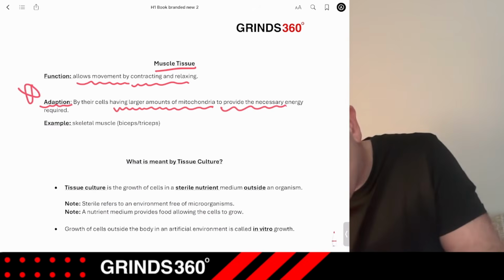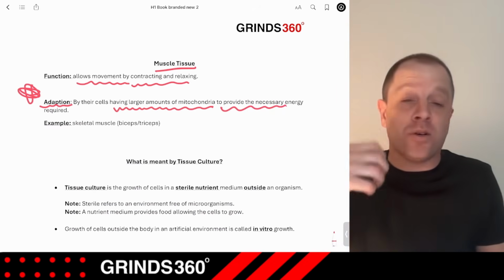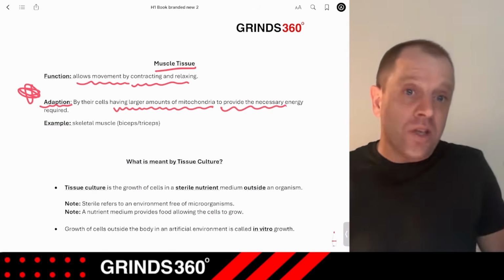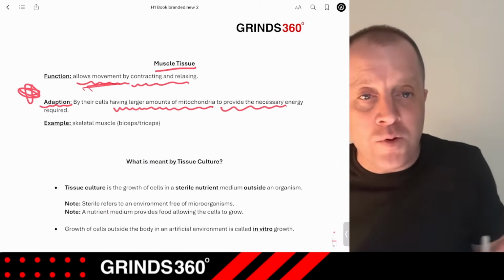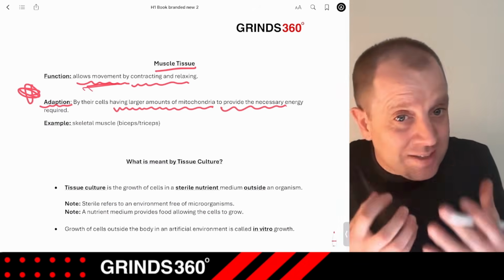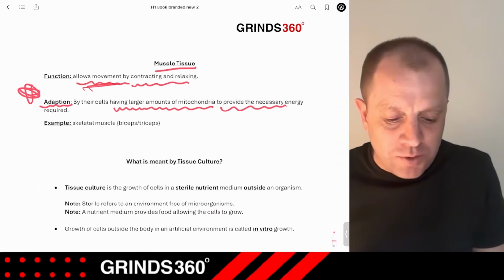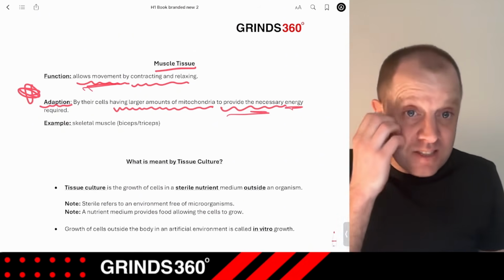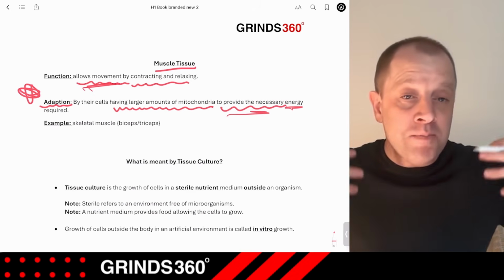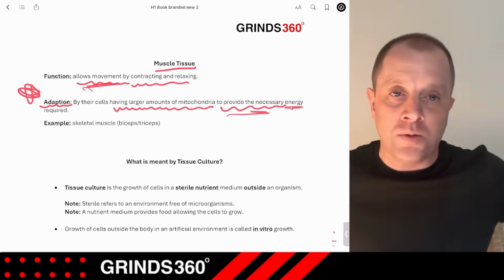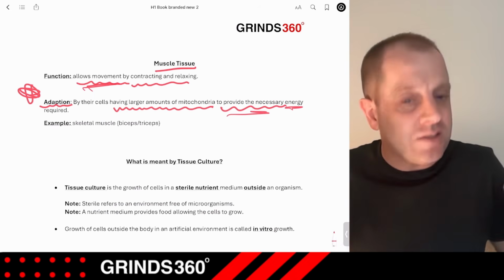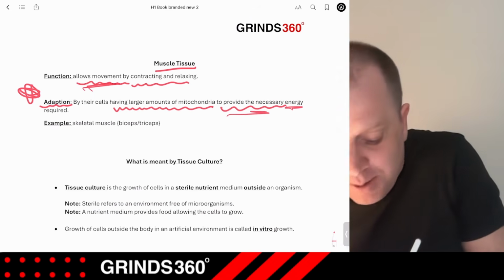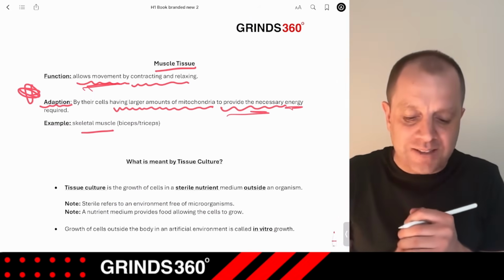Now, I like this one. I think that one's an easy one to remember compared to the nervous tissue one, although you still need to know it for the nervous system chapter. Muscle tissue allows for movement. How is it adapted for that? It has large numbers of mitochondria to provide the necessary energy, because muscle tissues require a lot more energy than a lot of other types of tissues in your body. An example, of course, is your skeletal muscle, your bicep and tricep.